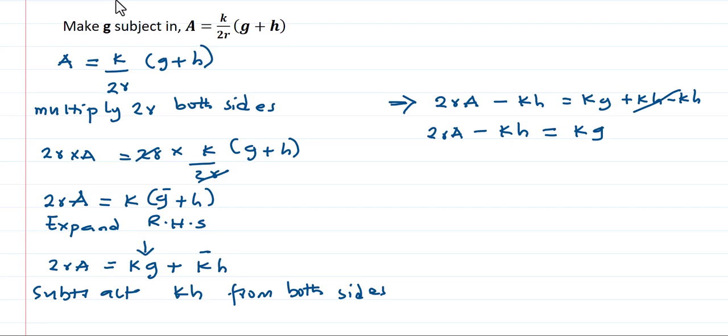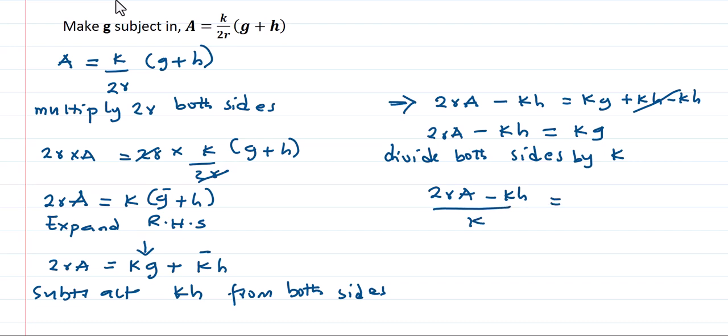This cancels out. And then we'll have 2ra minus kh is equal to kg. But we are not done. We are meant to solve for g, not kg. Doing that, we can divide both sides by k. So that we have 2ra minus kh over k is equal to g. But let's still put it down. Let's say k here over k. This k cancels out this k, and then g is going to still be 2ra minus kh over k. And that's the final answer.